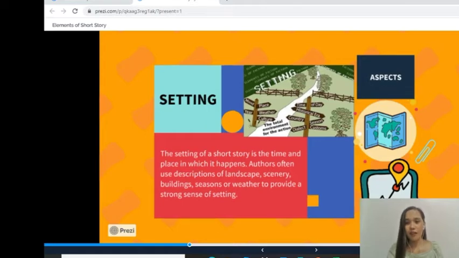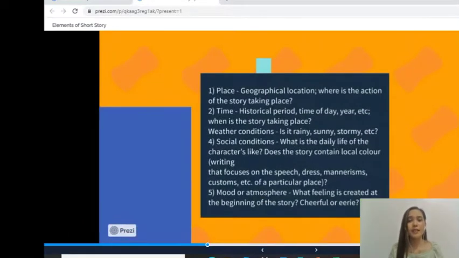The aspects are place, of course, place. This is something about where the story is taking place. The specific place, it can be at the plaza, at the house, or inside the house, in the garage, in the mall, and something like that. A particular place that the story is taking place.